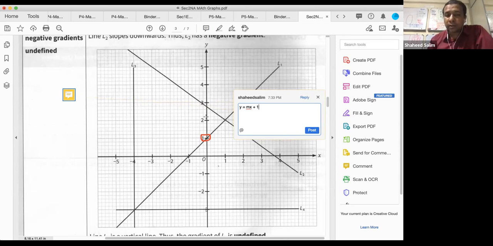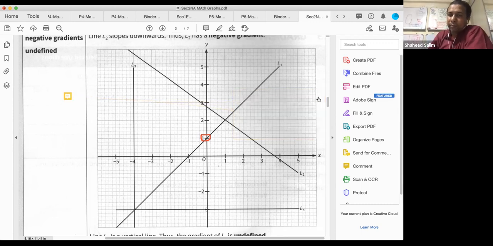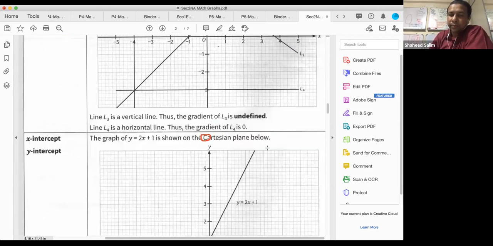This one is maybe 2.8. Why? Because it cuts the y-axis, the center one here. So it cuts it at a certain point. So the first thing we're going to do now, we're going to find out whether you can read the back part of the equation just by looking at the graph. Okay, so let us see.